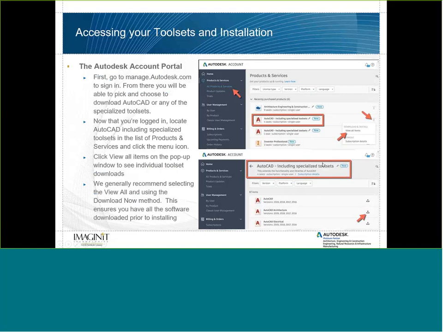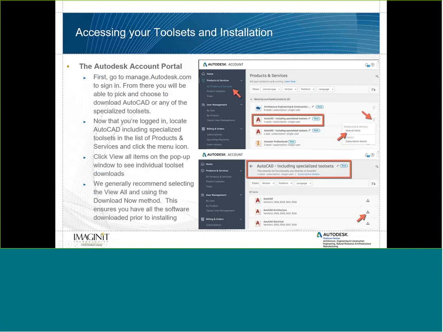So the first one is that we're going to access your tool sets and installation from the Autodesk portal. Most of you have probably seen, if you've been in your Autodesk account, that the Autodesk account portal has changed. It's slightly different. It's actually greatly different than what you're used to. So you'd go to manage.autodesk.com and sign in from there.